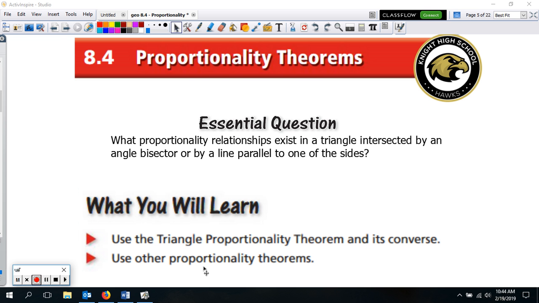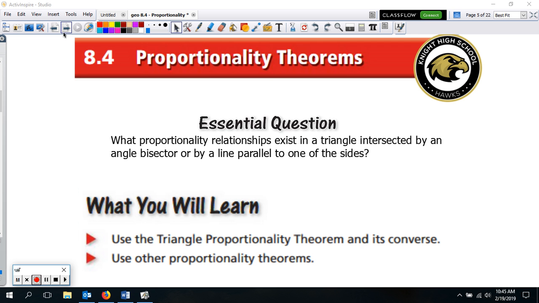So in this lesson we're going to be using the triangle proportionality theorem and its converse and two other proportionality theorems that we will learn about and see what they are about. So definitely proportionality theorems, we are writing proportions and solving proportions in this lesson. So again, we have to go back to remembering how to make those consistent. And we'll see that again, where we have to make them in a certain way where they work for us.